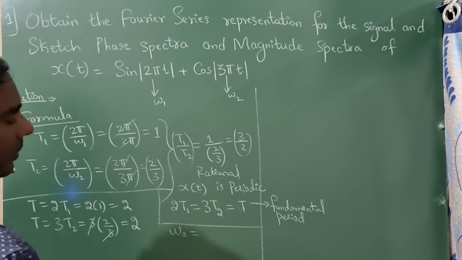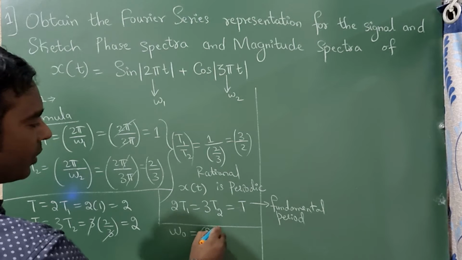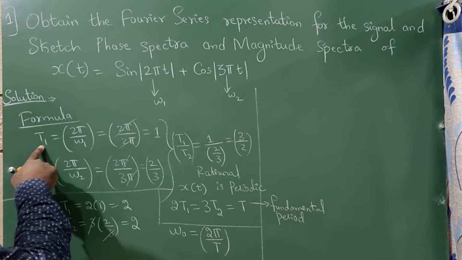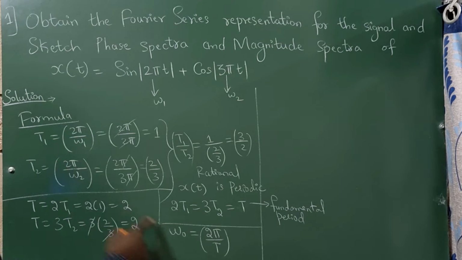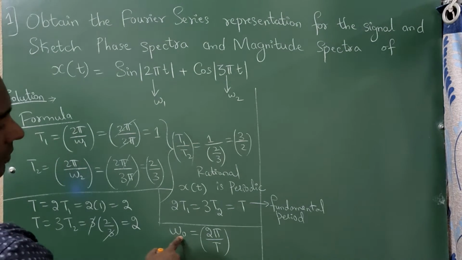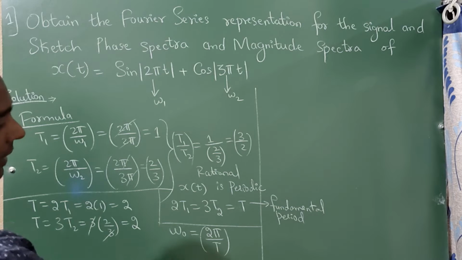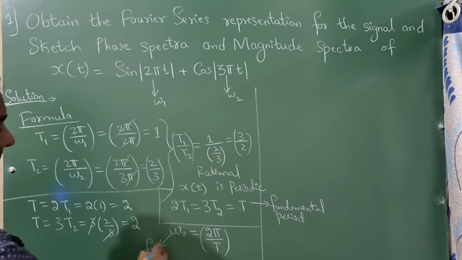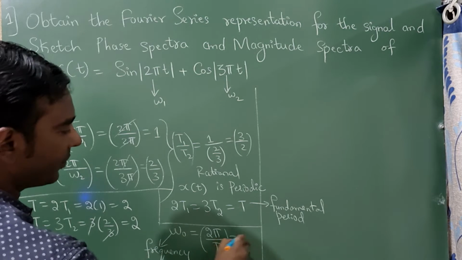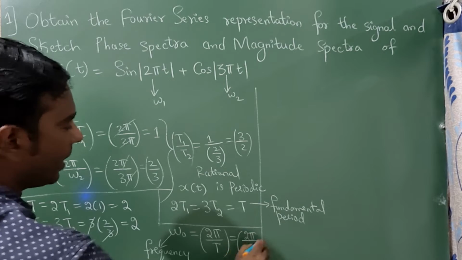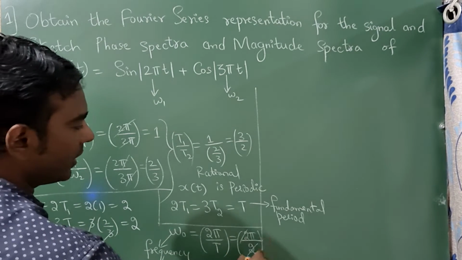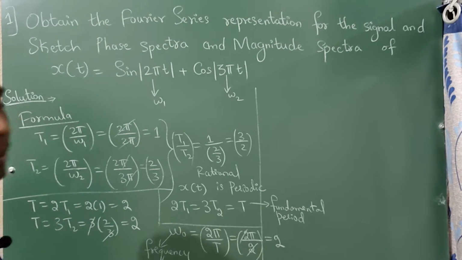Next, omega naught is equal to 2 pi upon T. Earlier I had taken T is equal to 2 pi upon omega; here I have taken omega naught is equal to 2 pi upon T. This is called the fundamental frequency. It is a frequency: 2 pi upon 2, what is the T value here? It is 2. 2 and 2 get cancelled. So the answer is pi.